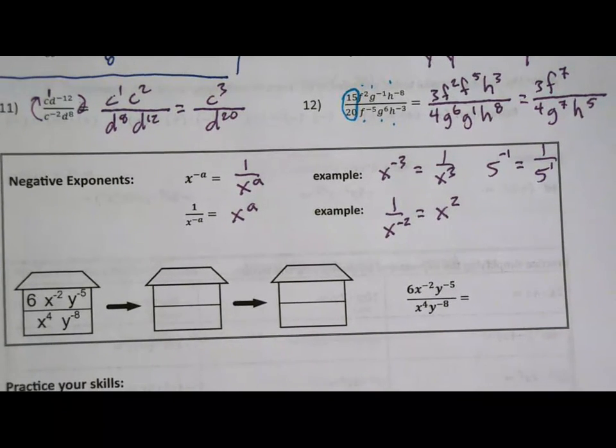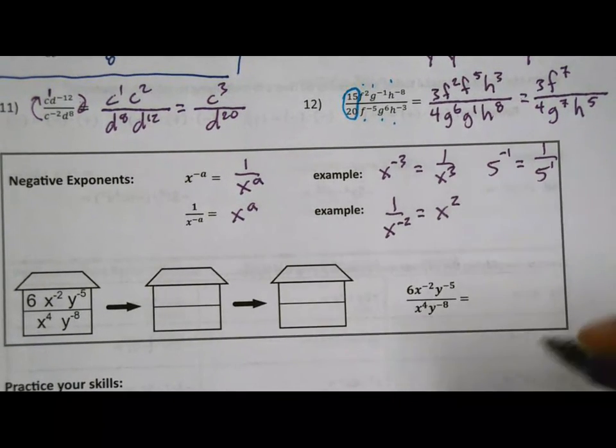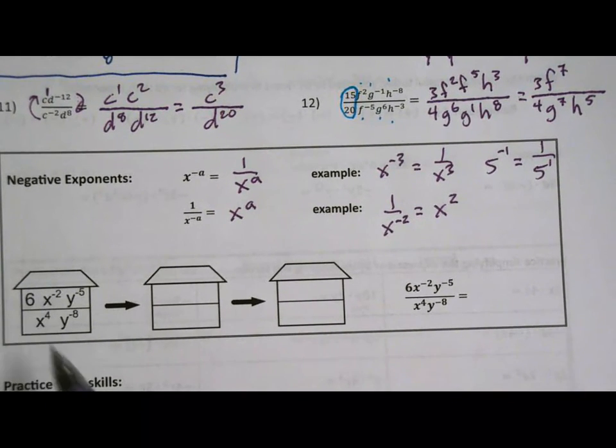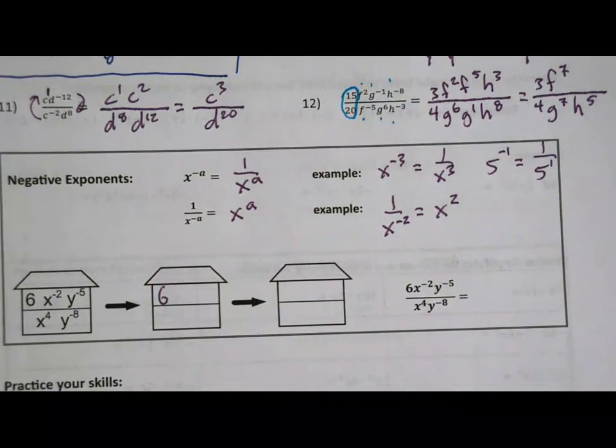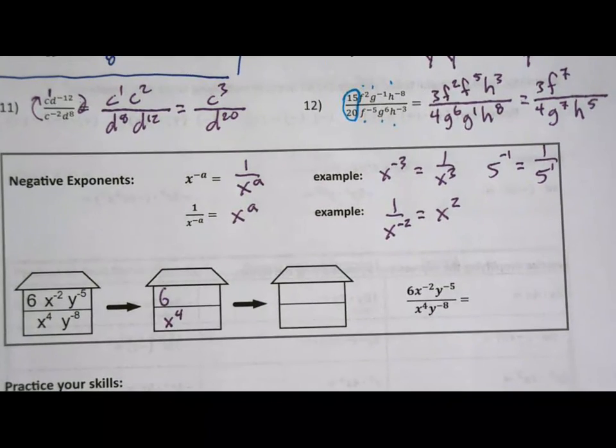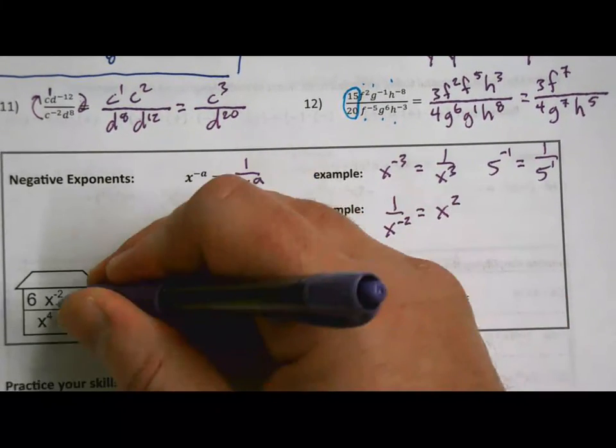I'm just going to work through this problem really quickly. We're going to use the house, and then we'll write down our final answer here. So is 6 going anywhere? No. Nope, leave it there. And what else is staying in its spot? This x to the 4th is going to stay also, agreed? Yeah. All right, what's moving? X to the 2nd is going to move down.